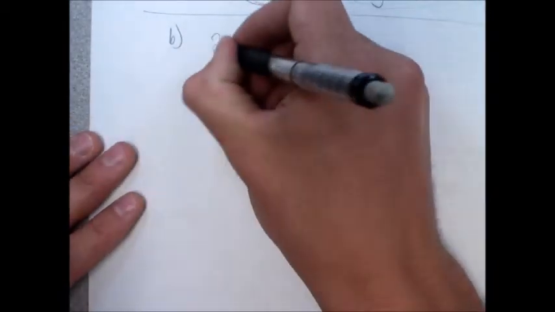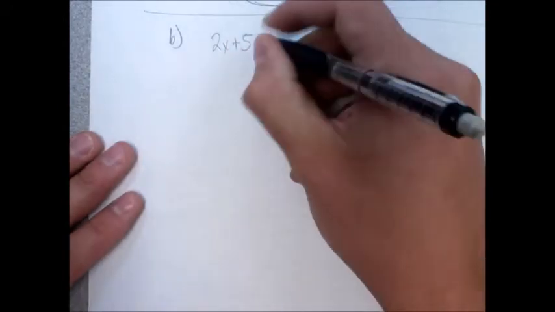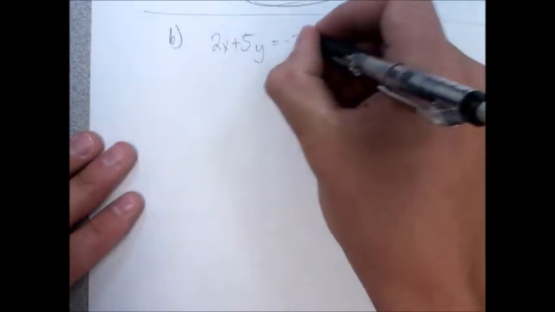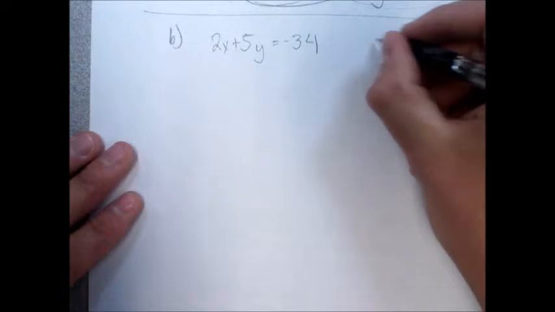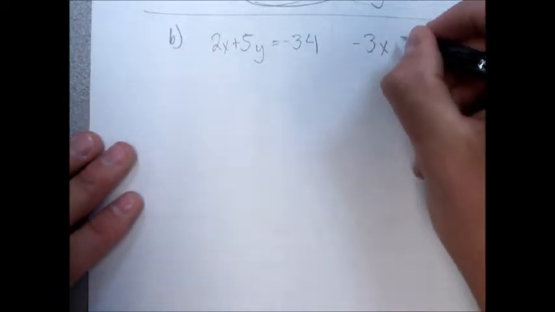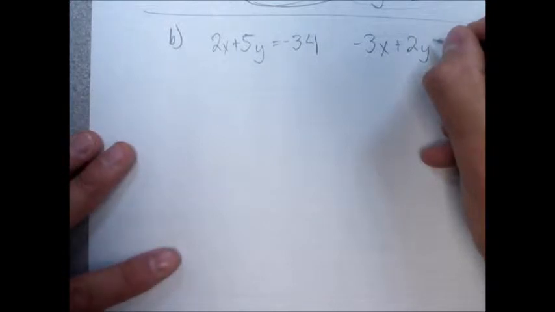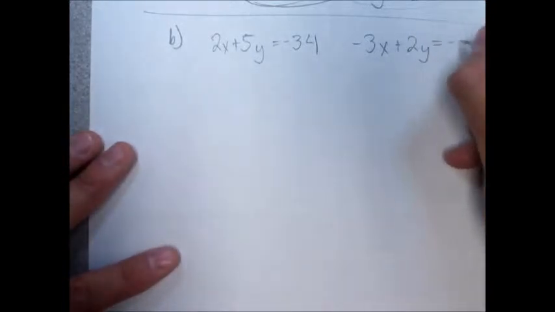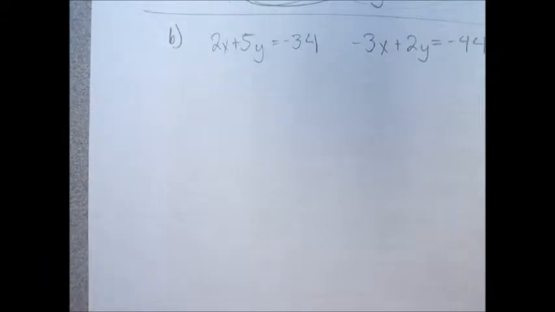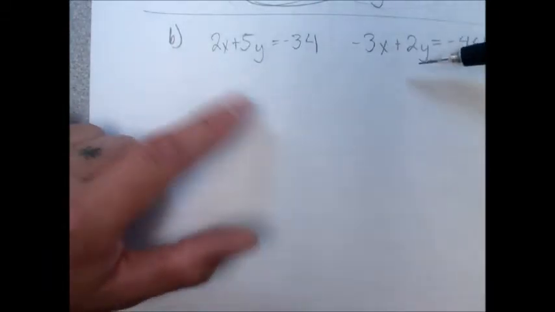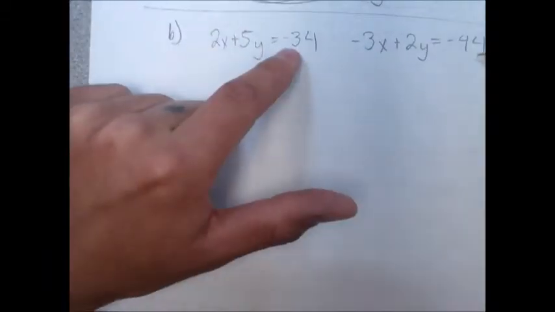Okay, part B gives us, again, 2 equations. We have 2x plus 5y equals negative 34. And we have negative 3x plus 2y equals negative 44. Okay. Now I'm looking at these. They're already set up the way I need them. I have all of my variables on one side and all my regular numbers on the other.